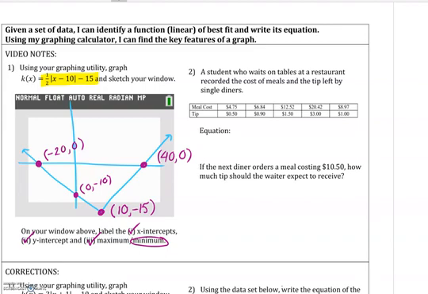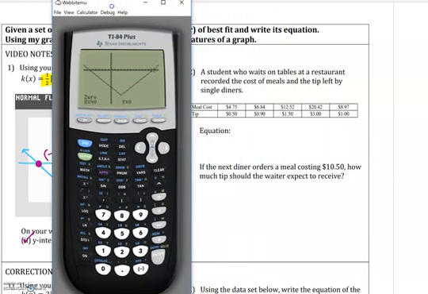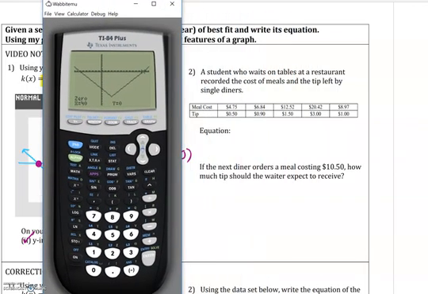We have a student who waits on tables at a restaurant, and he or she recorded the cost of meals and the tip left by single diners. So we need to enter this data into our calculator so we can run a linear regression, come up with our equation, and then we're going to figure out if the next diner orders a meal costing $10.50, how much my waiter will make.